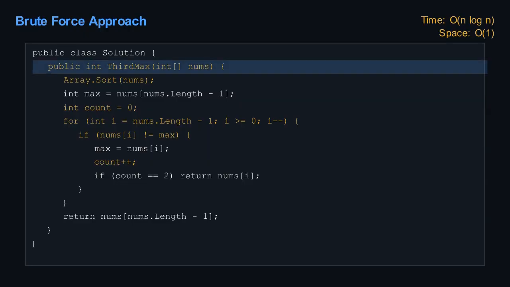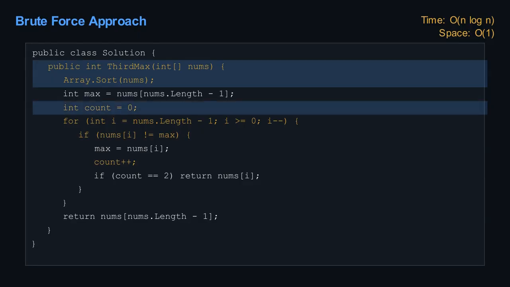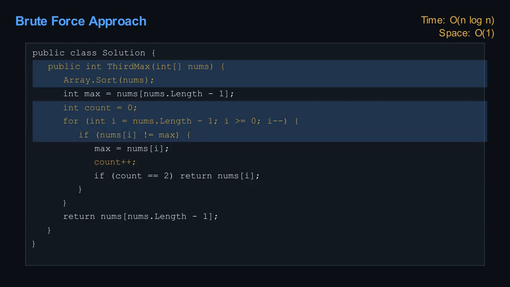The most intuitive way to solve this is to sort the array in ascending order and then iterate backward from the end. We track how many unique numbers we've seen, skipping duplicates until we hit our third distinct value. While this is easy to implement, sorting takes O(n log n) time, which is overkill when we only care about the top 3 values. We can do much better by avoiding the sort entirely.